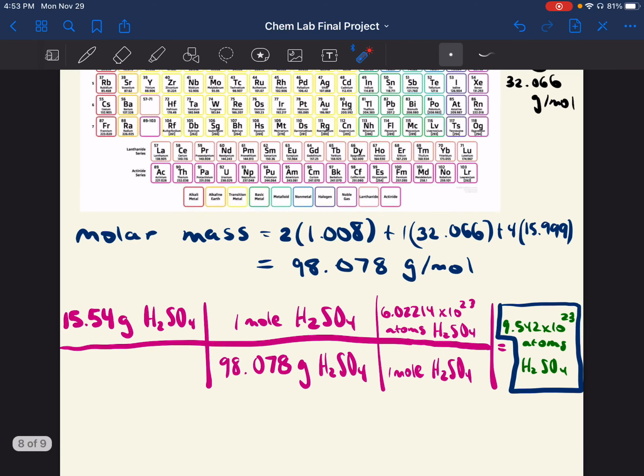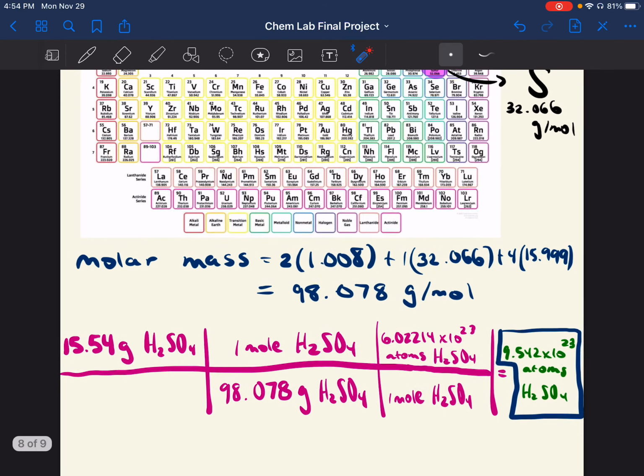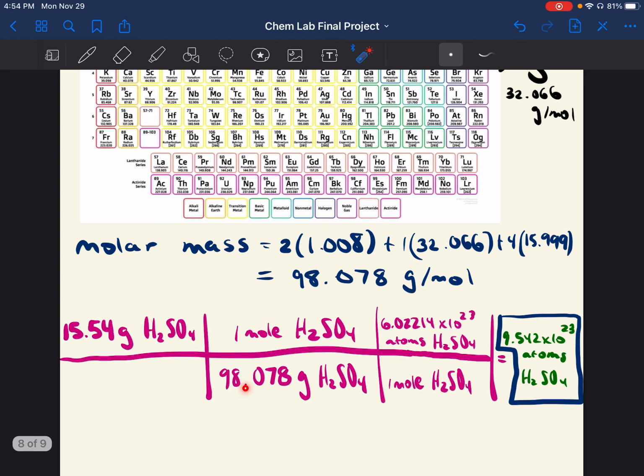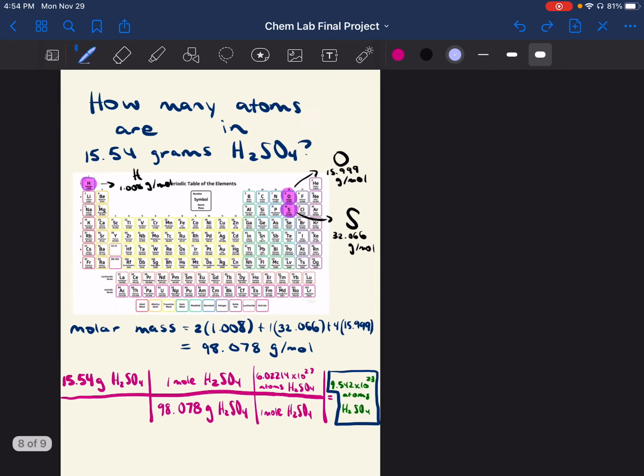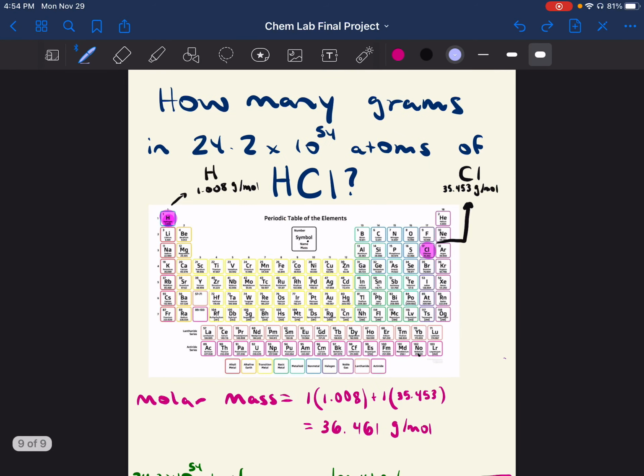Then down here, we get our number of grams, 15.54. Equate that to the molar mass, then we have our number of moles. From the number of moles, you can say that 1 mole is 6.02214 times 10 to the 23rd atoms. So notice how the units cancel here. You've got grams, you've got moles, and then you're left with atoms here. So how about backwards? So that was going from grams to atoms. Let's go from atoms to grams.